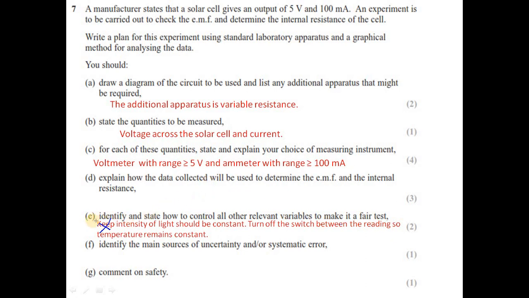And this is part E, and I was just talking about part F before because I missed E. Now, F is the main source of uncertainty. It's all about parallax error and the zero error.